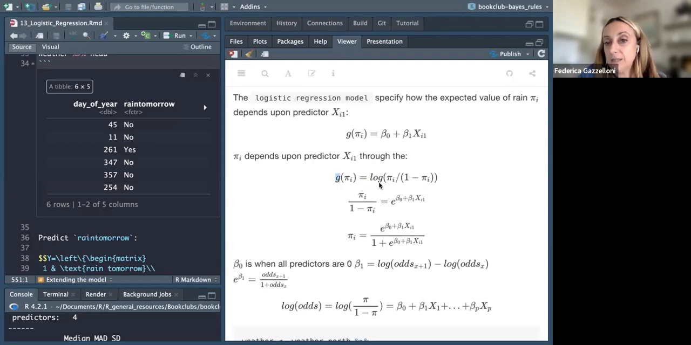Now this function is the log. So we are going to use the log, and the reason for this is because we've got binary values. The only way to have a continuous range of these two values is to use a logistic function. A logistic function is a logarithmic function. So we apply the logarithm to the odds of the probability, the relationship between the event happening and the event not happening. And this is the log odds.